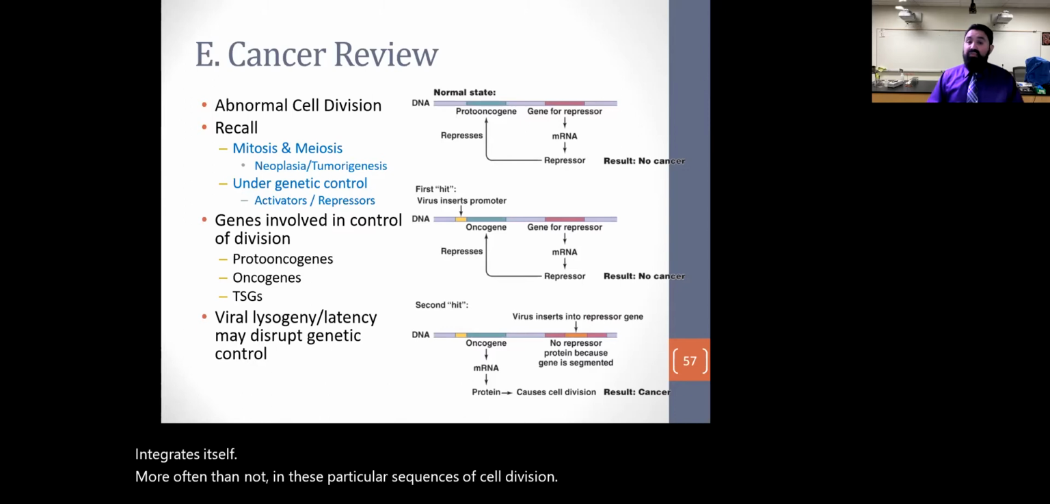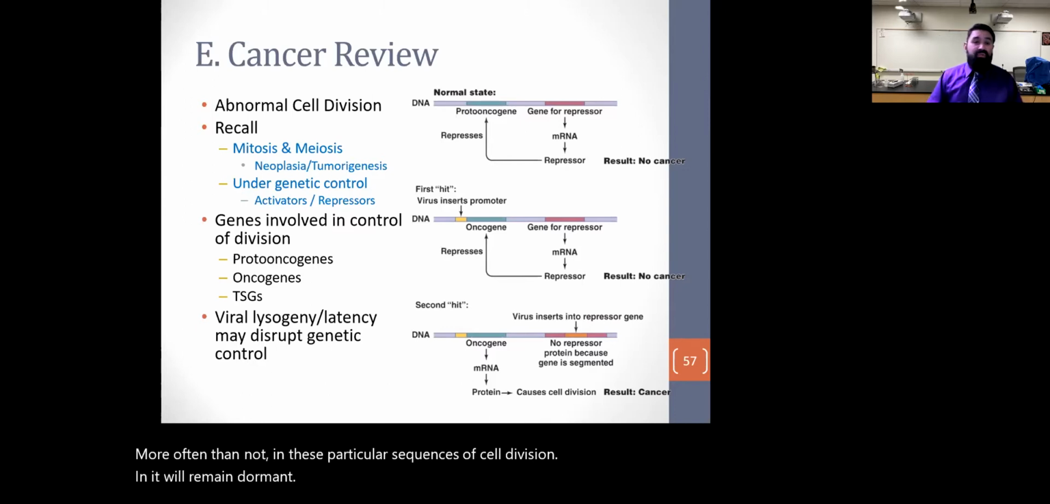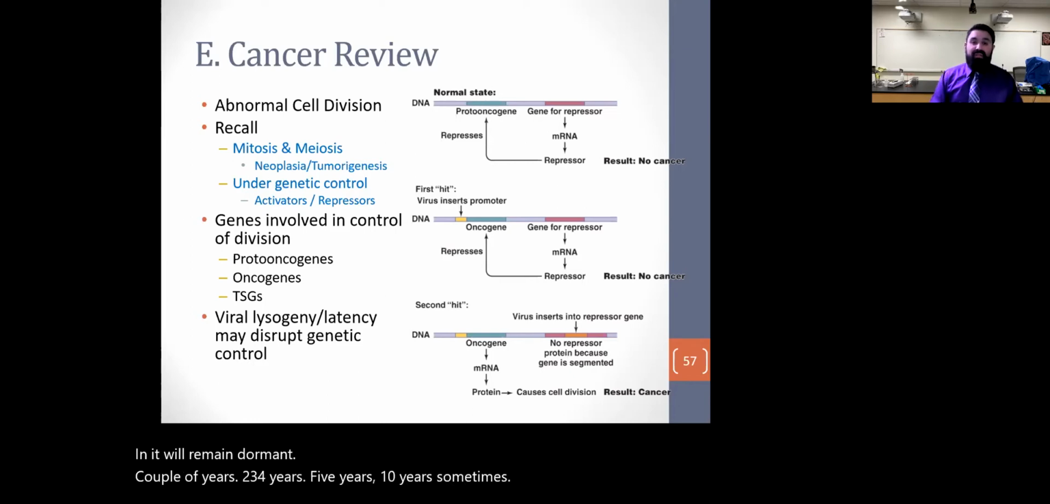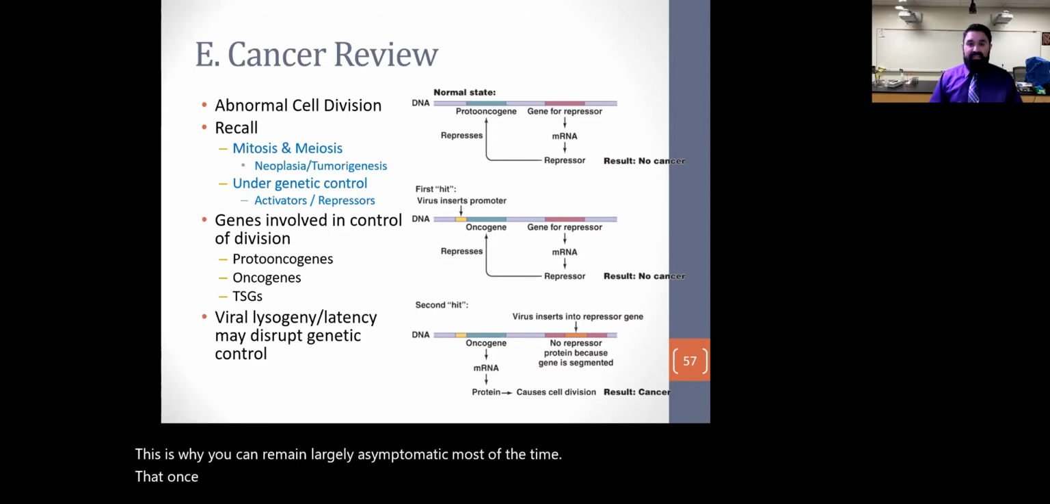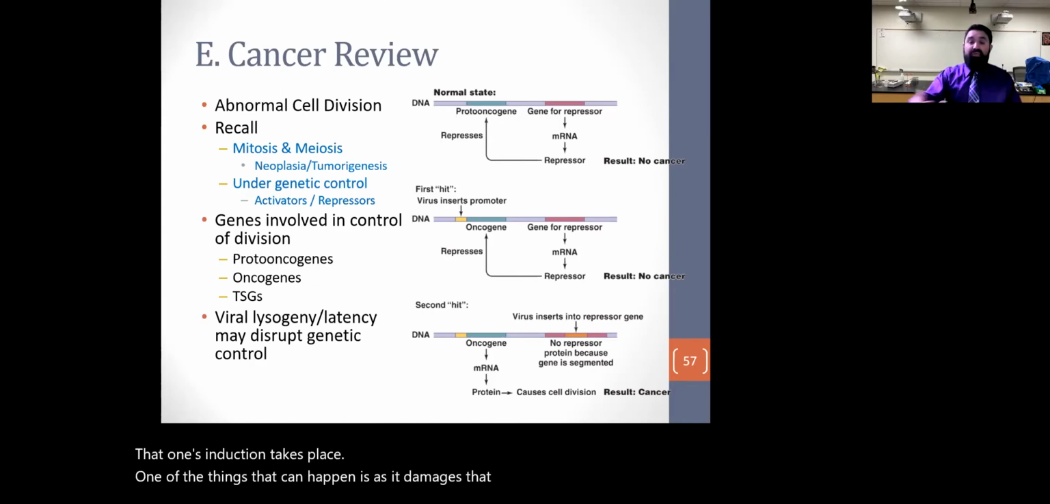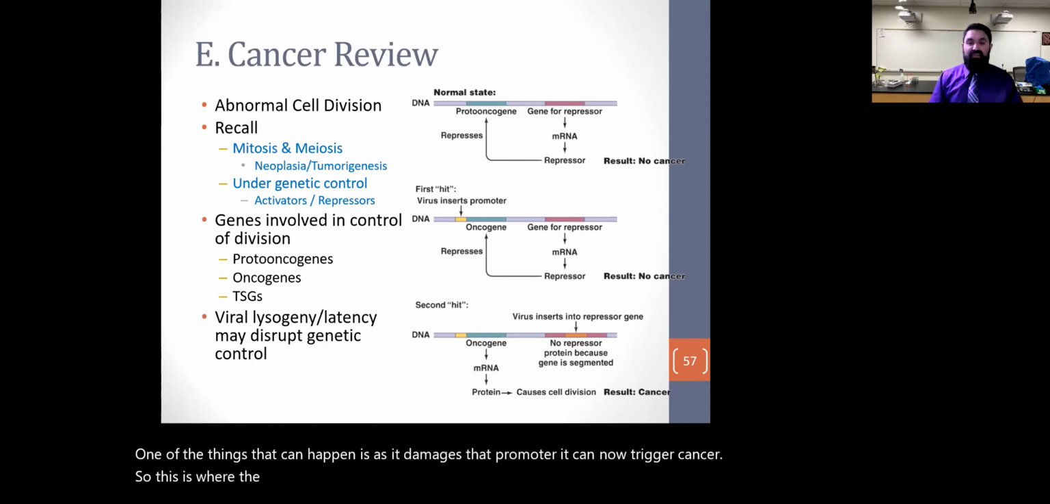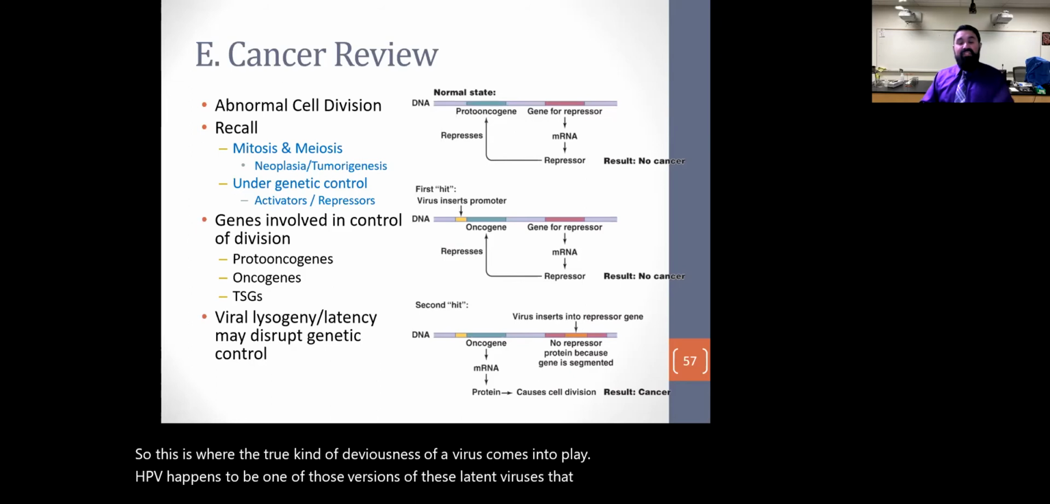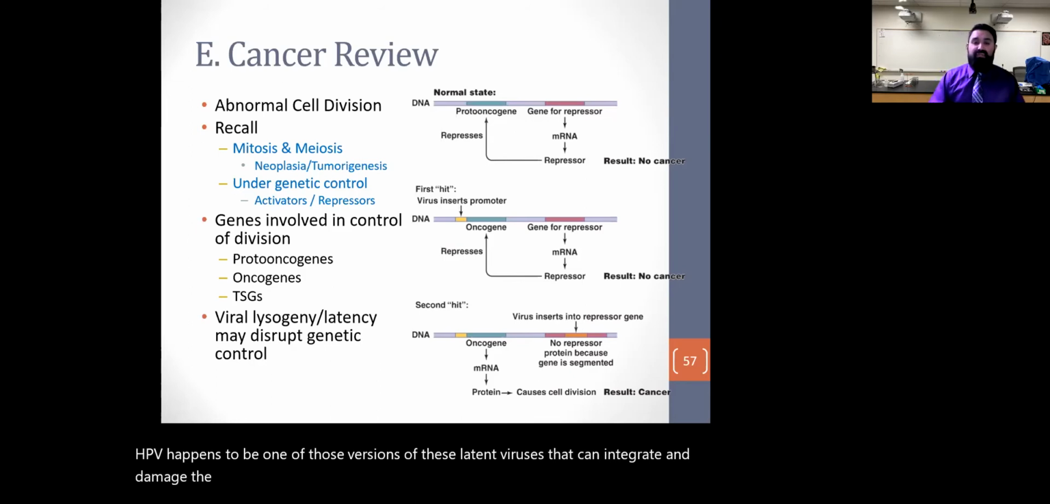And it'll remain dormant a couple of years, 2, 3, 4 years, 5 years, 10 years sometimes, without causing any harm whatsoever. This is why it can remain largely asymptomatic most of the time. But once induction takes place, one of the things that can happen is as it damages that promoter, it can now trigger cancer. So this is where the true kind of deviousness of a virus comes into play. HPV happens to be one of those versions of these latent viruses that can integrate and damage the host DNA in such a way to trigger cancer.